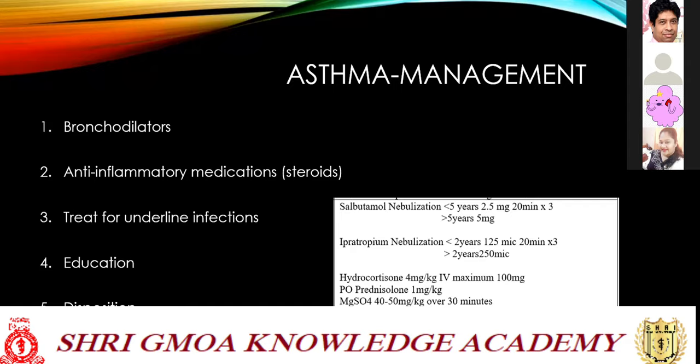Then the next thing is anti-inflammatory medications. As the name suggests, it is the drug of choice for asthma patients. So anti-inflammatories are very important. We use steroids. If a patient can't swallow, you can start hydrocortisone, but if you can give prednisolone, that would be better. The maximum dose is 50 milligrams, 1 milligram per kg, right? And you can also use hydrocortisone if the patient can't swallow, right?